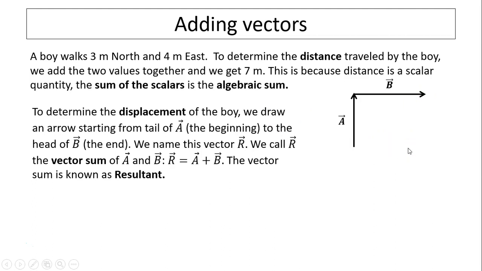However, to determine the displacement of the boy, we draw an arrow starting from the tail of A, that's the beginning, to the head of B, that's where you end, and we'll get this vector R. This vector R is the vector sum of A and B, and we call this R a resultant. As you can see, the resultant vector A plus vector B is different from the value of A plus the value of B, that is, the magnitude of vector A plus the magnitude of vector B.